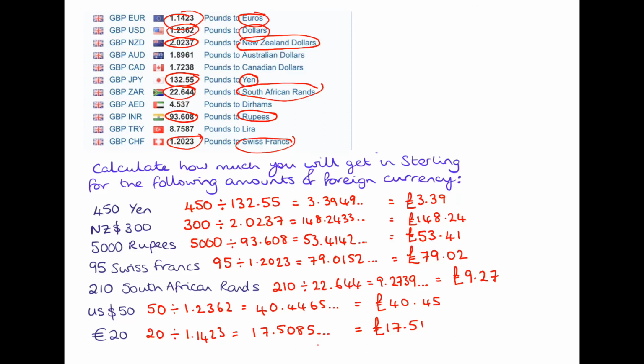Remember that if you're trying to change pounds into a foreign currency, you multiply. And if you're changing from the foreign currency into pounds, you divide by the exchange rate.